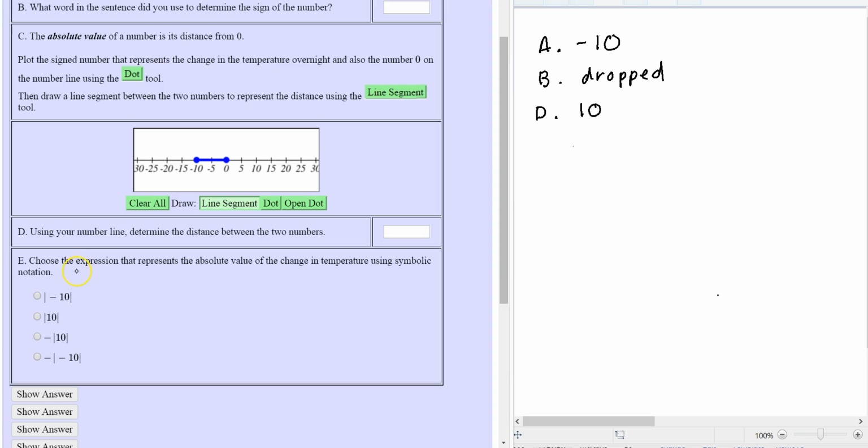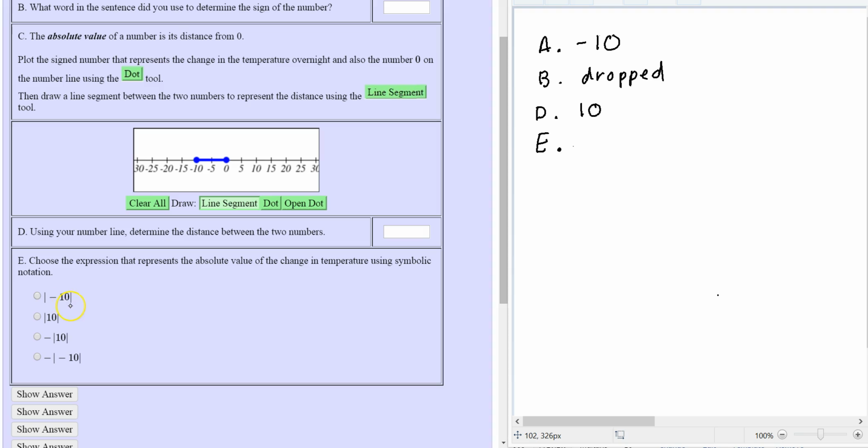And now in part E, it asks us to choose the expression that represents the absolute value of the change in temperature using symbolic notation. So, these bars here are what we call absolute value bars. And they work like parentheses, meaning that you're going to perform the operation of taking the absolute value of the number in the absolute value bars before anything on the outside. So I'm just going to read these to you.